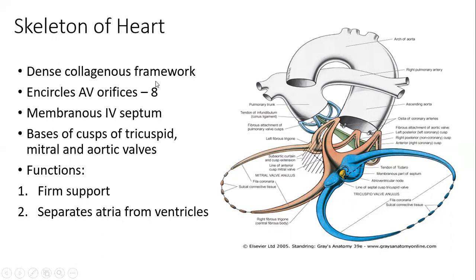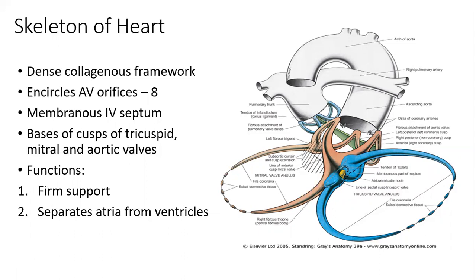This dense collagenous framework of the heart is in the form of a ring in the shape of a figure or number 8. So there is a number 8 shaped fibrous ring that surrounds the atrioventricular orifices, that is the mitral valve and the tricuspid valve, the openings between the atria and the ventricles.